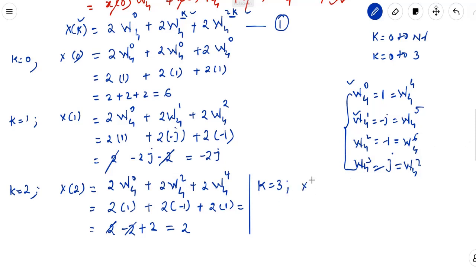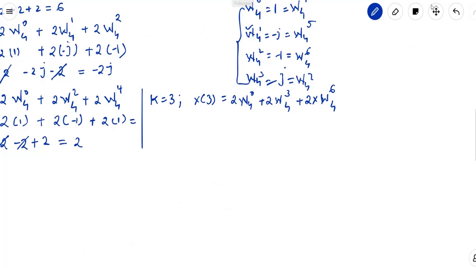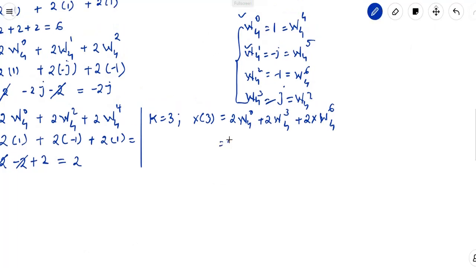So this becomes x of 3, which is equal to 2 into omega 4 of 0 plus 2 into omega 4 of 3, because k is equal to 3, plus 2 into omega 4 of 6. So this becomes, see here, 2 into 3, so this becomes 6. Now I'm going to substitute from these above two del factors. So this becomes 2 into 1 plus 2 into, how much? It is j. Above only the values are here.